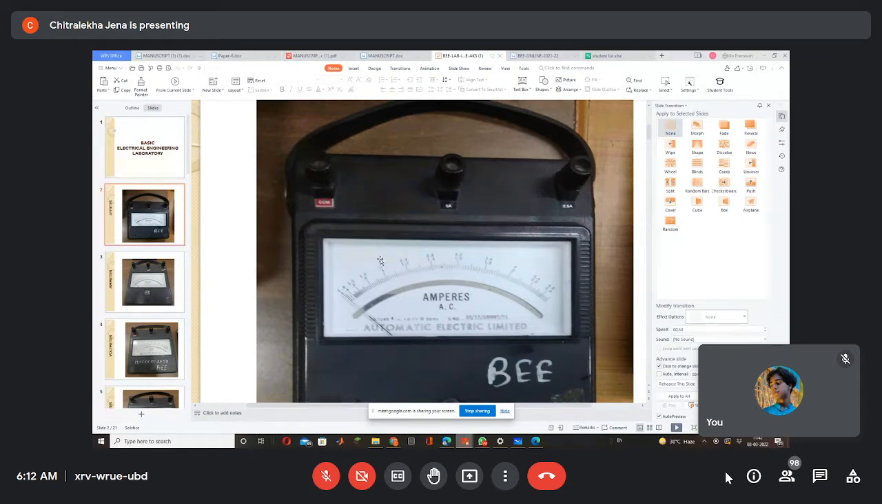Upper reading means that you have to take it as 2 ampere. Am I clear to all of you? Yes, ma'am. Now, what is the first one? First one.